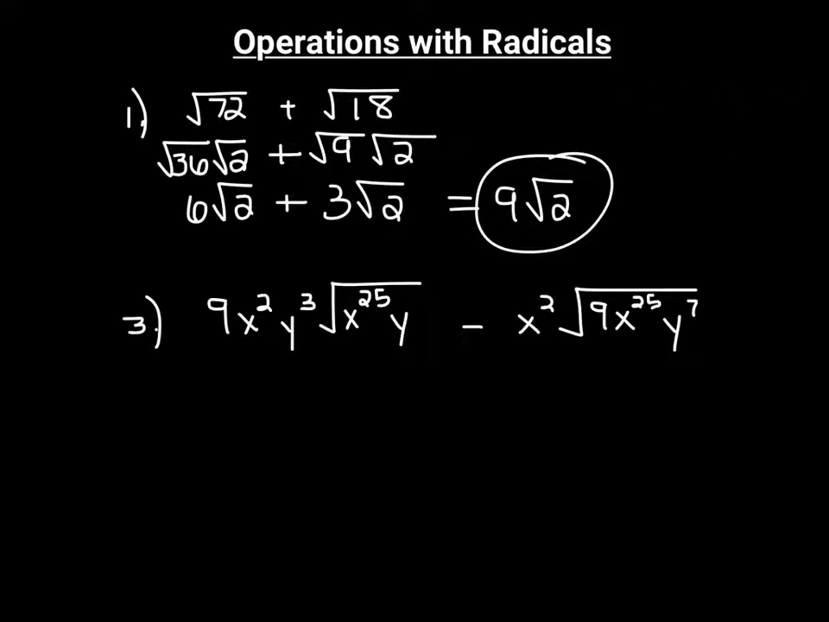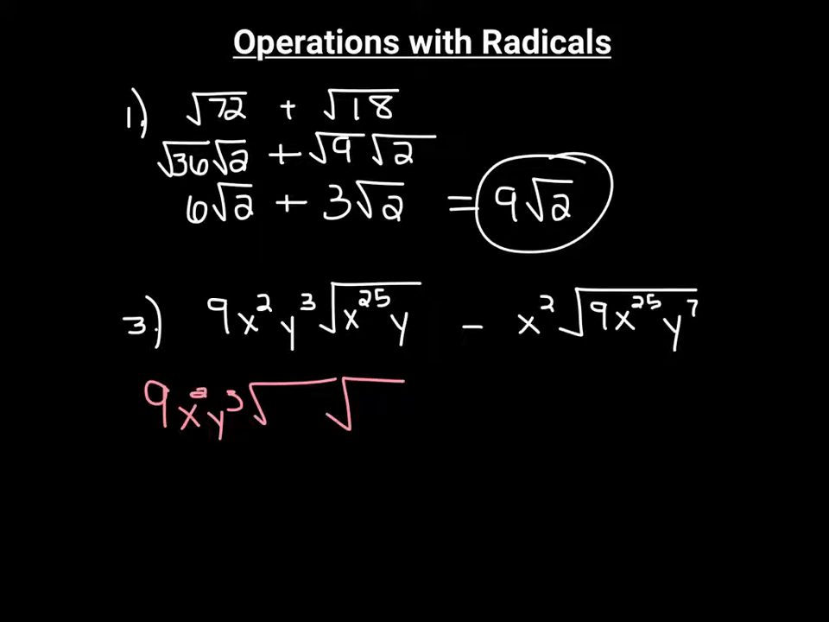All right, so if you take a look at number 3, you can see this does not say the same exact thing as this underneath the radical. So let's go through and simplify our radicals. I'm going to start with this first term right here. Let me bring down first what's in front of the radical. So I'll bring down the 9x squared and the y cubed. And then I'm going to take this radical x to the 25th y and break it up into 2 separate radicals.